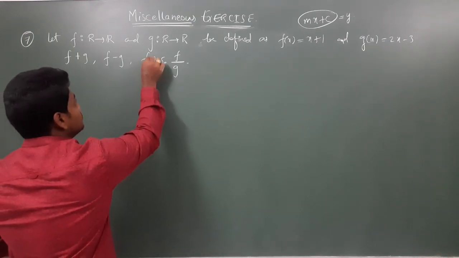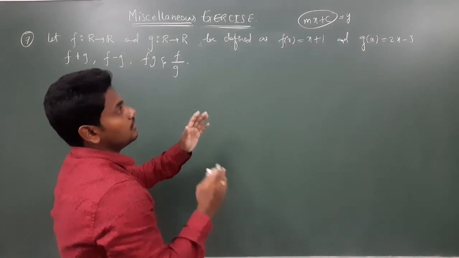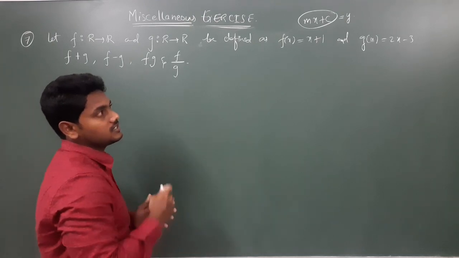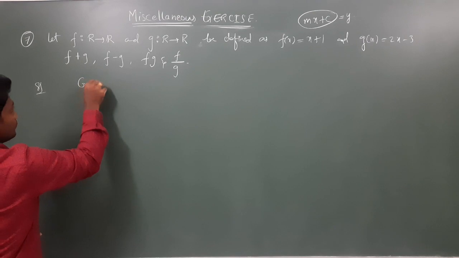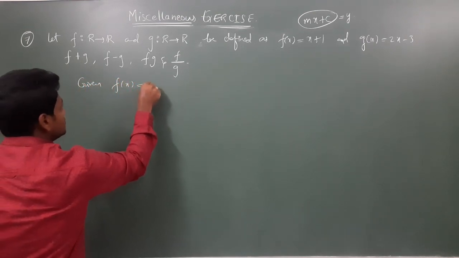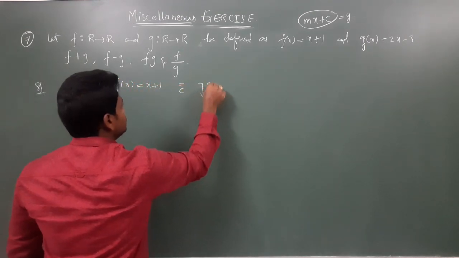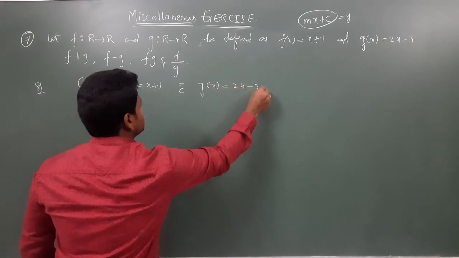These are basics for next year. To find the addition of two functions and the subtraction of two functions, given f of x equal to x plus 1 and g of x equal to 2x minus 3.